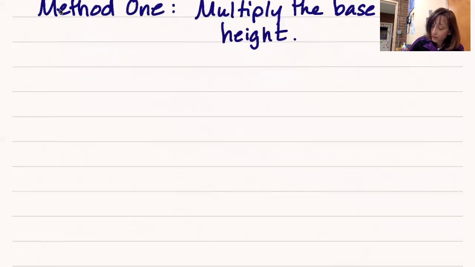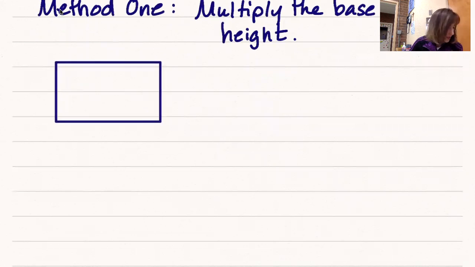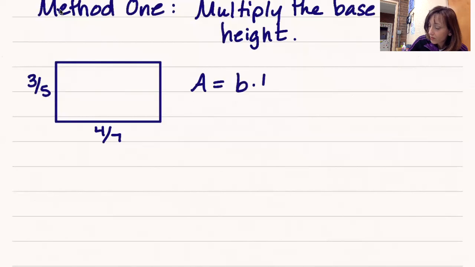So let's have a quick example of that. I'm going to give you a rectangle. And I'm going to tell you that this side length is 3/5 units. And then your length down here is 4/7. And so I want you to calculate the area for me. And so we'll always start with a nice little formula, area equals base times height. We're always going to remind ourselves what the formula is by writing a fresh formula for each problem we solve.